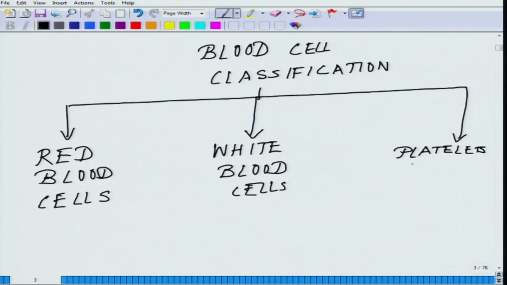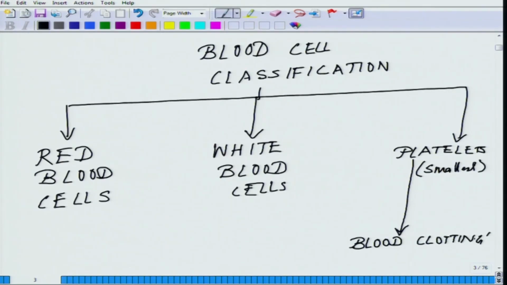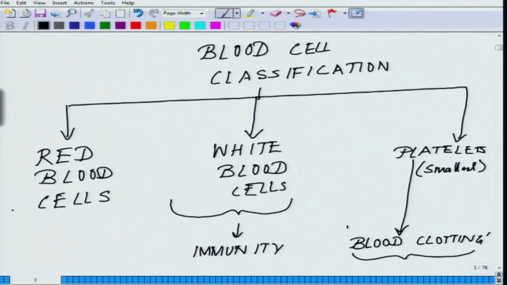Okay. So, these platelets are the smallest of all, as compared to red blood cells. These are involved in blood clotting, which is the third part that we will be studying in this particular section. White blood cells are involved in immunity, and we will be talking about the classification of the white blood cells. Red blood cells are our oxygen transporter all over the body.